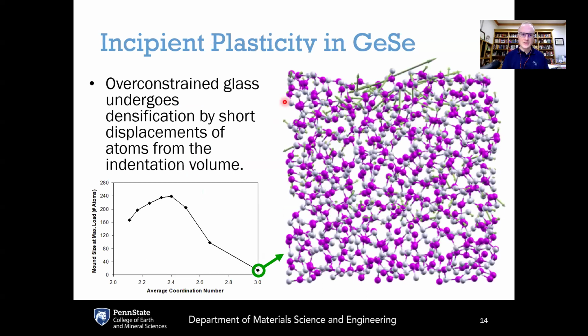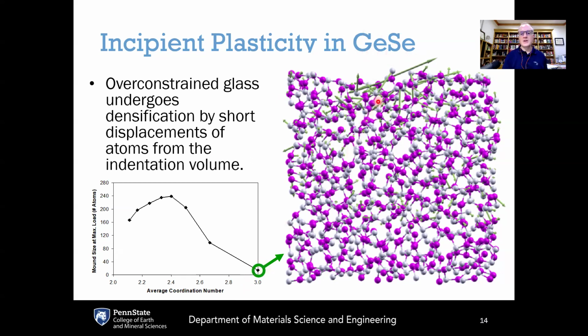If you take a look at what's happening here in, say, an overconstrained system, this is a GeSe system. What's the average coordination number here? This is very easy to calculate. The germanium has a coordination of 4. The selenium has a coordination number of 2. They're occurring in identical concentrations, so the average coordination number is just 3. So that's this point down here where the mound size is a minimum.